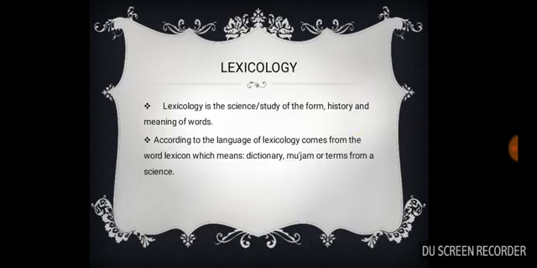Okay, then about lexicology. The definition of lexicology is the science or study of the form and meaning of words, and according to the language, lexicology comes from the word lexicon, which means dictionary, or terms from a science. According to the term, lexicology is a science that studies the inside and outside of the meaning of vocabulary that has been included or will be included in the dictionary.